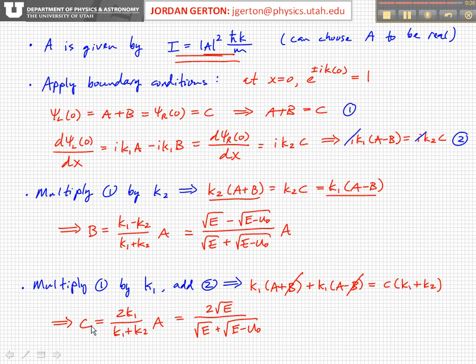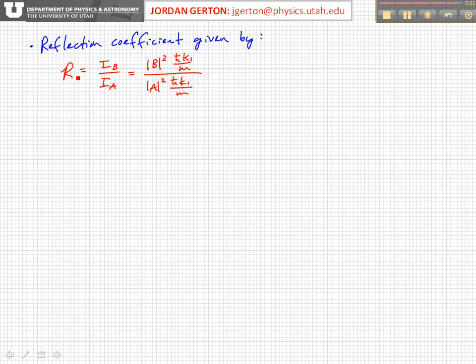Now if we define the reflection coefficient, that is the probability that a particle that arrives at the potential step will be reflected, as the ratio of the intensities of the reflected and incident beam, then if we plug in the relationships for the intensities, we get this.